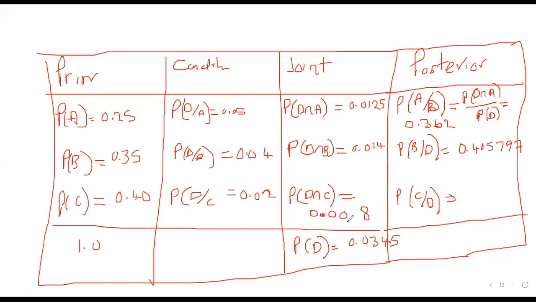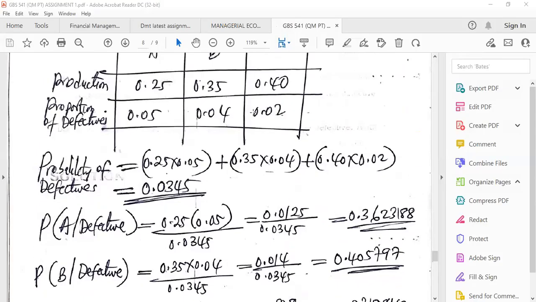This one, 0.232. All right. Then when you total this one up approximately, it will give you 1.00. So these are called what? Posterior probabilities.